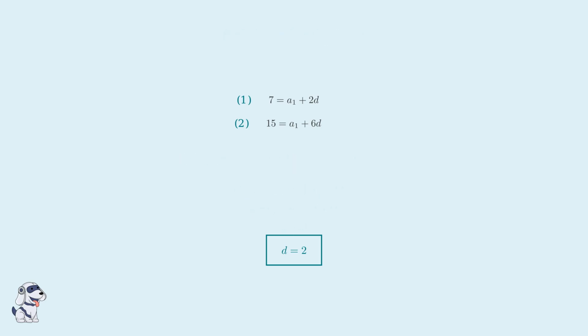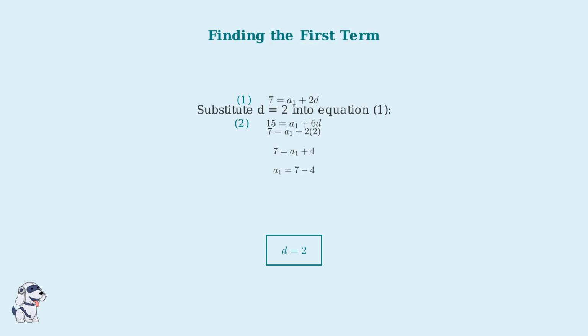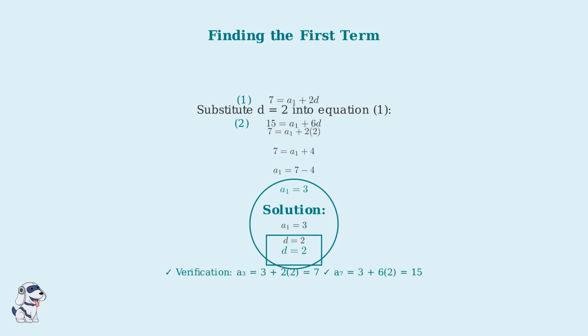Now let's find the first term by substituting d equals 2 back into one of our original equations. Substituting d equals 2 into our first equation, we get 7 equals a sub 1 plus 4, so a sub 1 equals 3. Therefore, our arithmetic sequence has a first term of 3 and a common difference of 2.